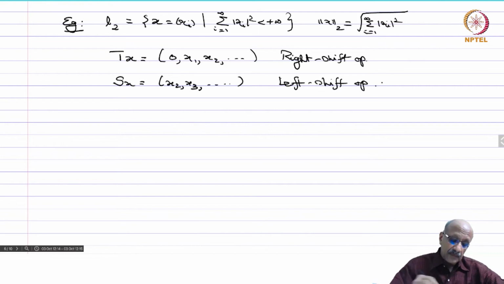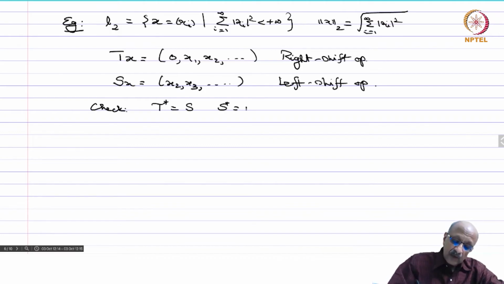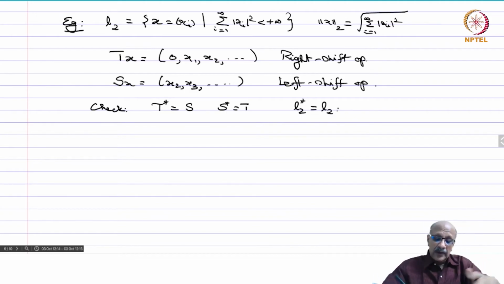operator. Both of them are continuous linear operators because norm Tx is equal to norm x in fact, and norm Sx is less than or equal to norm x. Okay, so we have these two continuous linear operators. One can easily check that T star is equal to S and S star is equal to T. Here of course we are identifying, remember L2 star is the same as L2, so that is why they are in the same space. Okay, fine.